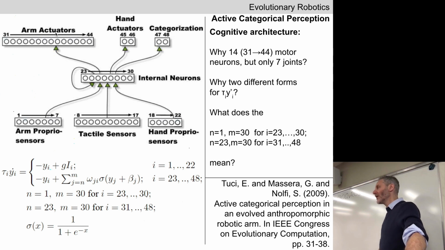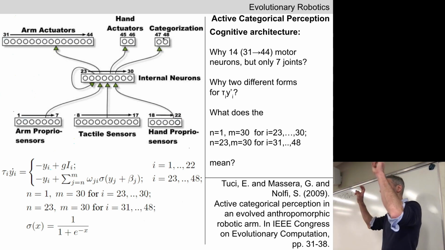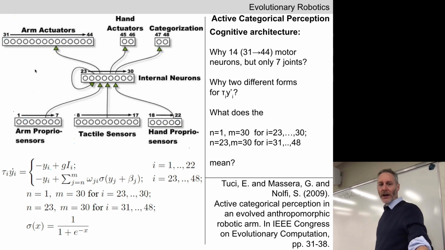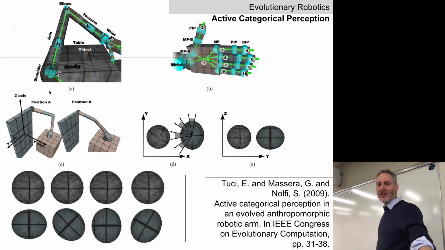Actuators, motors means the same thing. And then we've got 2 neurons out here, the last 2, neuron 47 and 48. These are the categorization neurons. The robot is going to light up these 2 neurons to tell us whether it thinks it's in contact with a sphere or an ellipsoid. So far, so good? Okay, we've got 7 proprioceptive sensors in the arm.